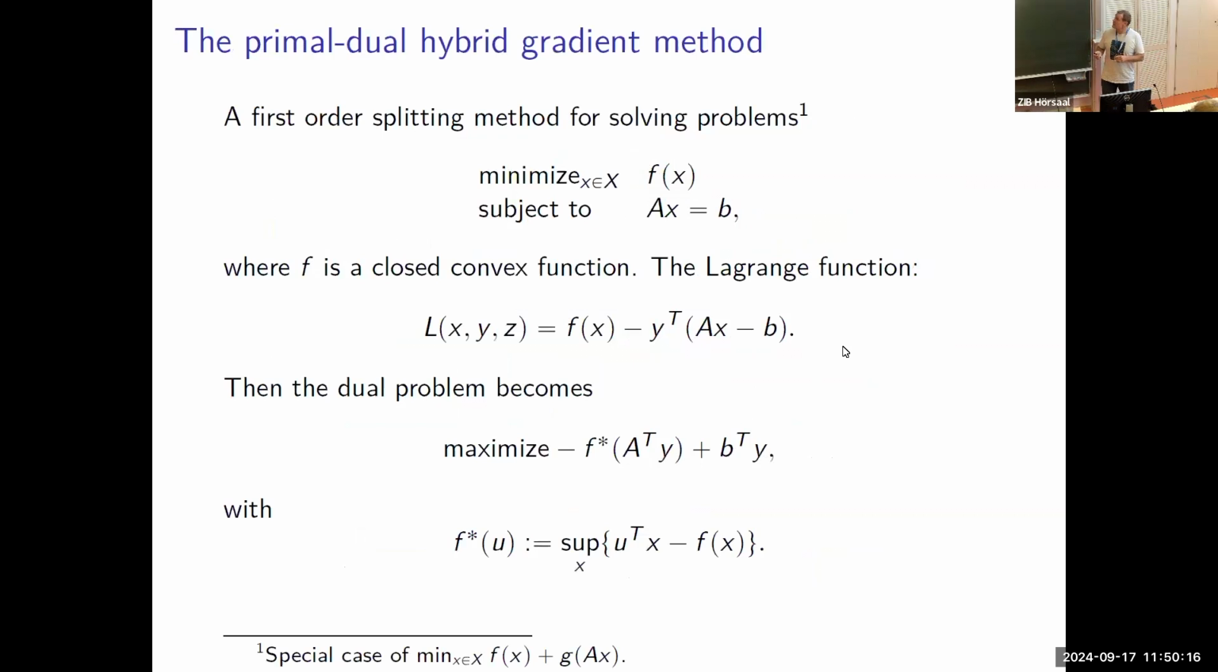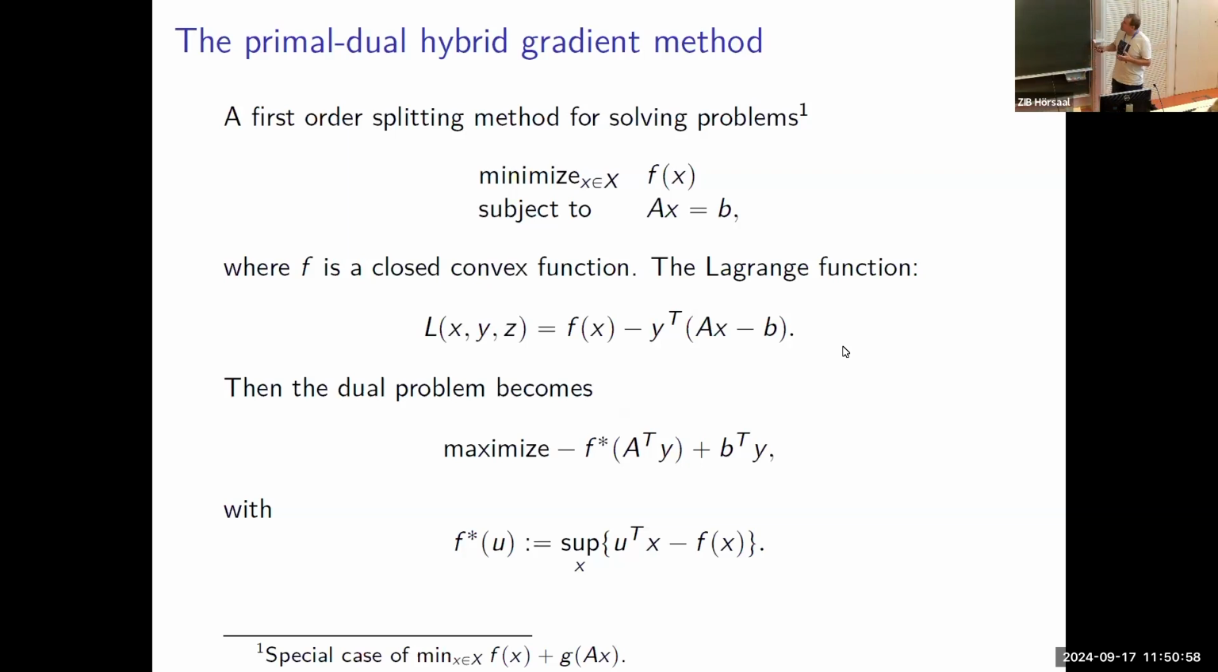So for the last 5 minutes, I'm going to talk about first order methods, and I don't want to give you the impression that it's a lecture on first order methods, because it's not. I'm just taking out one method that has gained some popularity recently, called the primal-dual hybrid gradient method. It's a splitting method that minimizes f of x subject to linear constraints, where the domain of f of x is just a closed convex set.